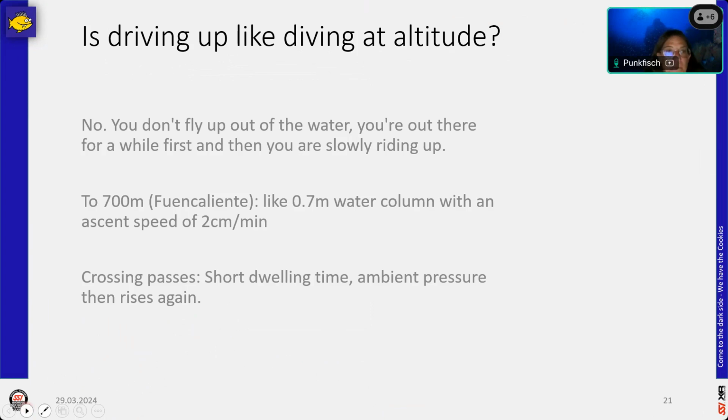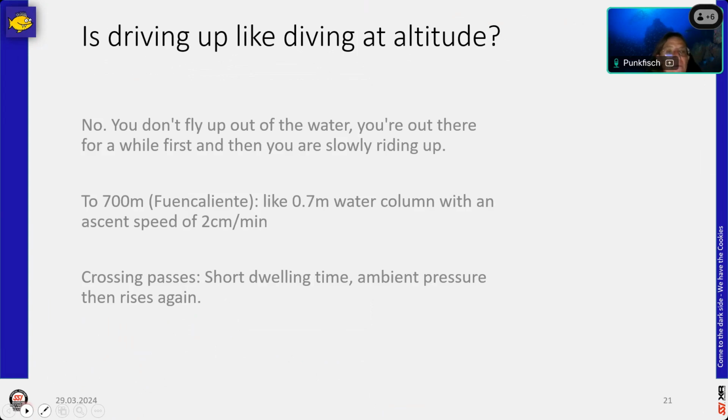In our example, the place where we are, we drive up to our town of Fuencaliente, and driving up the 700 meters is a pressure change that is equivalent to getting up another 0.7 meter of water column. And then we drive up so slow that we get to an equivalent of 2 centimeters per minute, which is very slow and really allows tissues to keep desaturating very nicely.